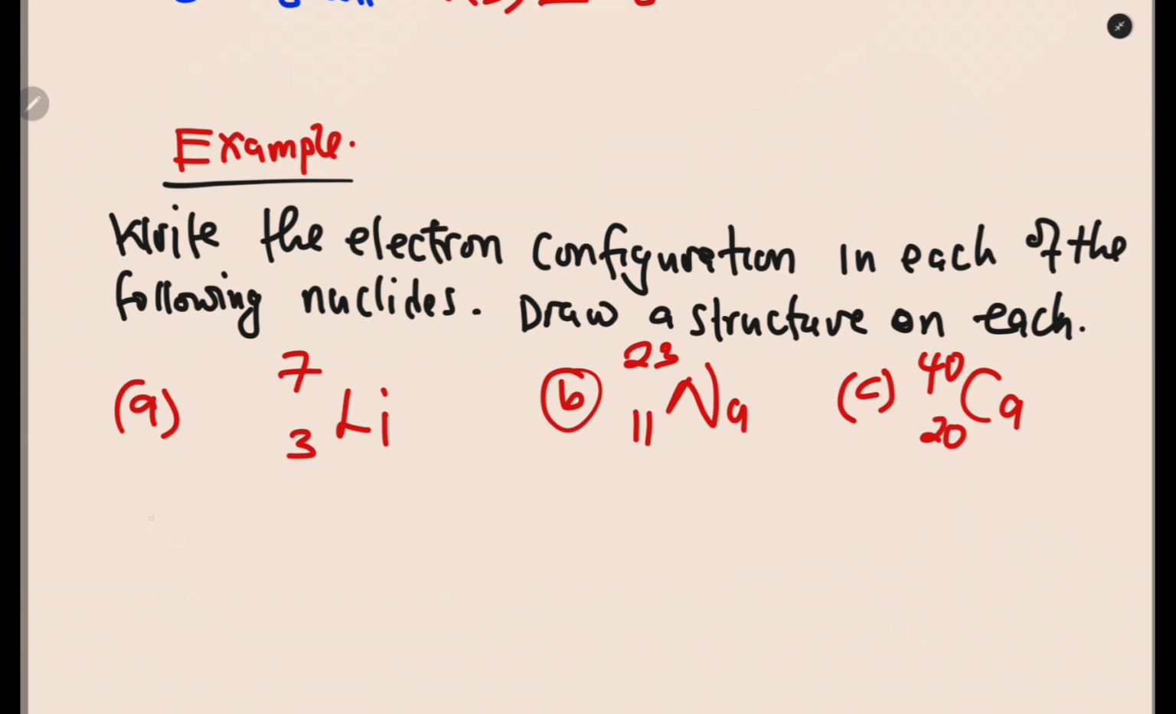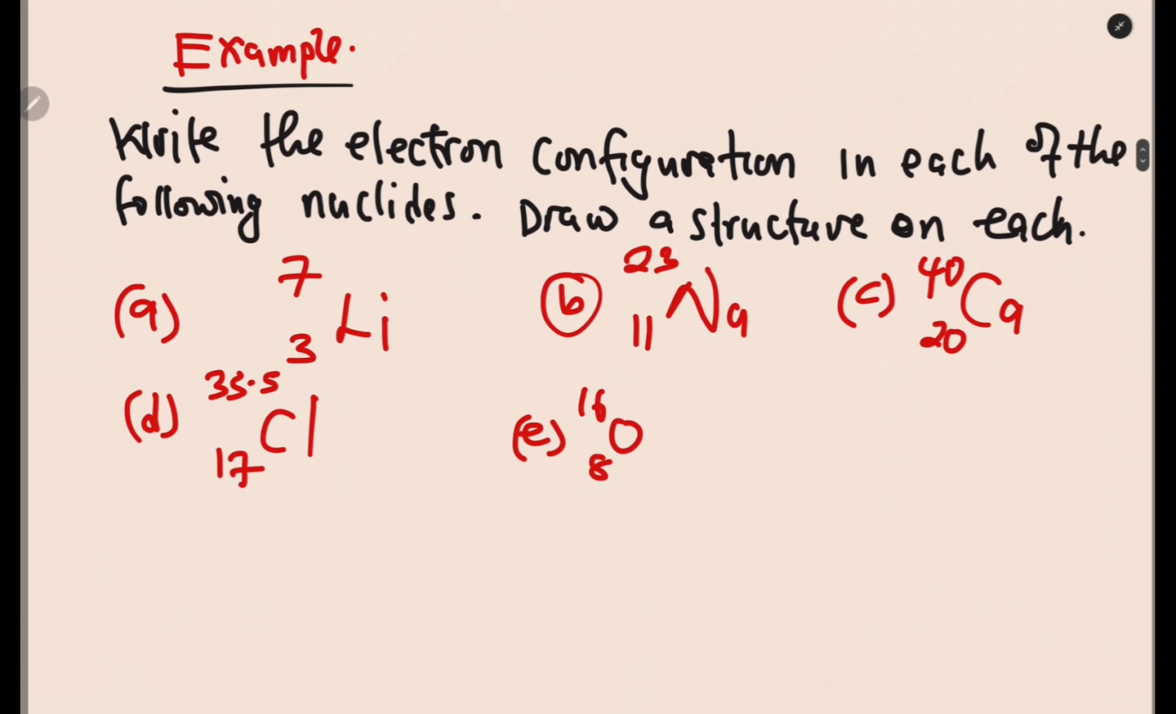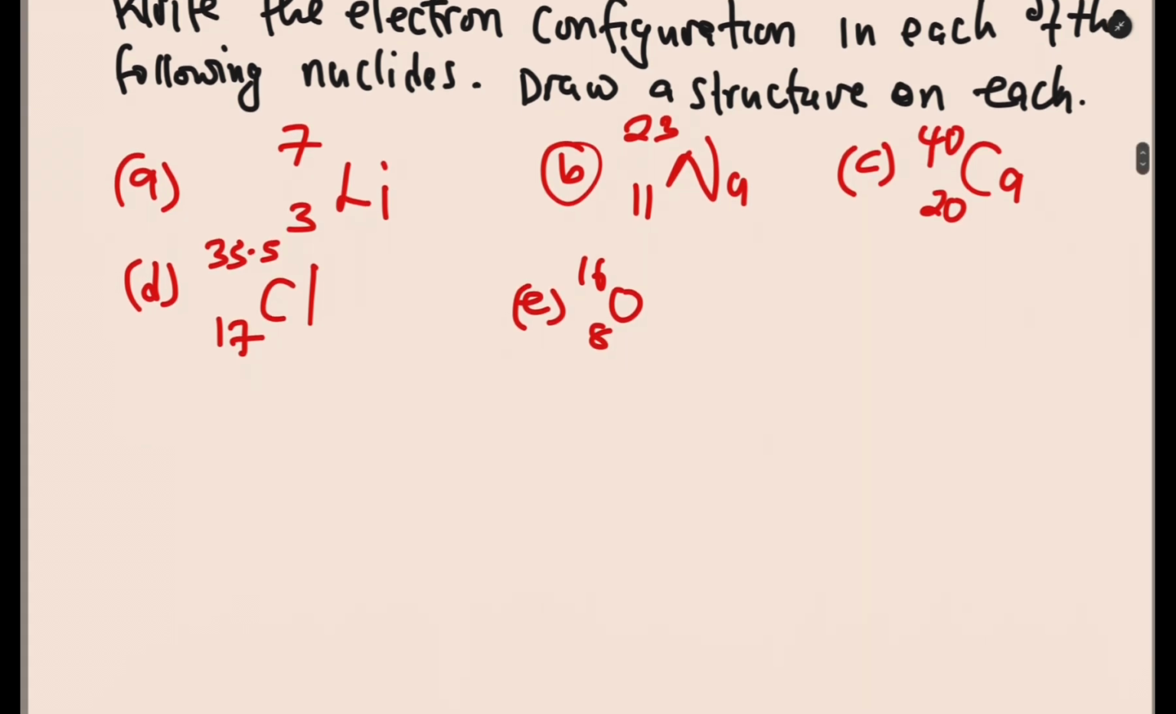Then for D, let us look at chlorine. Chlorine has 35 on top, then here 17. Okay, then let us look at E, oxygen. Oxygen has 16 on top and 8 down here. So each of these we are going to write the configuration and draw its structure, because these are the questions that you expect, writing the configuration and also drawing the structure. So we are going to start with A.